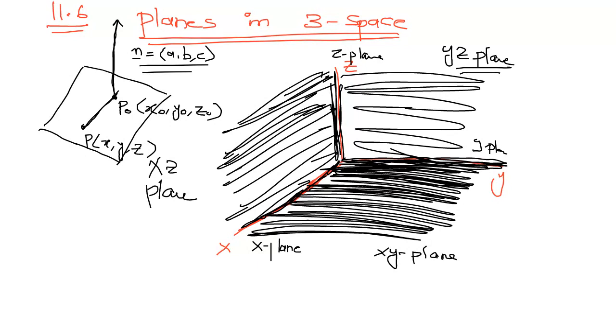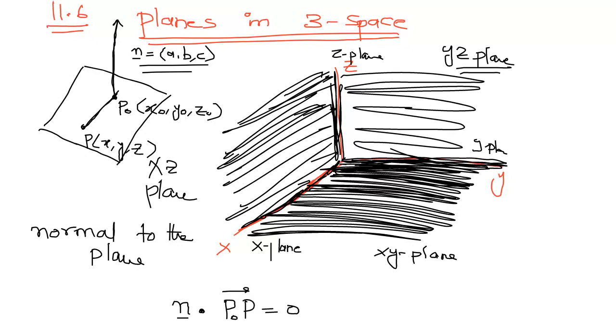And that is also called the normal to the plane. So when I'm talking about the orthogonal, it means the normal vector has the dot product with the vector P naught P equal to 0. The normal vector has the dot product equal to 0 because they are normal to each other. Normal means they have the 90-degree angle, so their dot product is equal to 0.